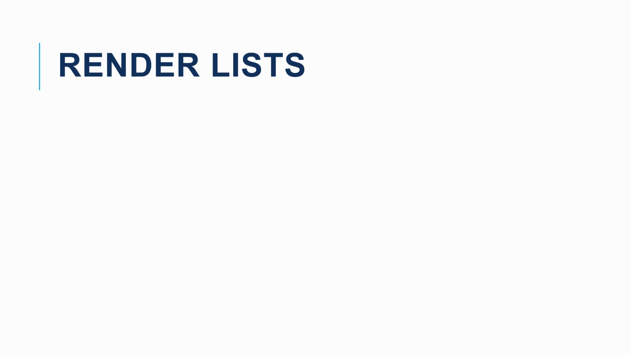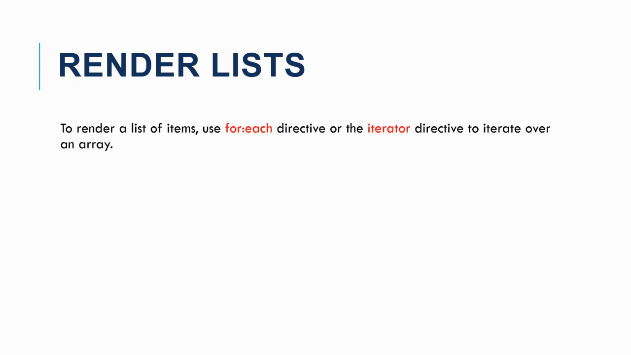This is one of the most important topics because in our day-to-day activities, we will come into a scenario where we want to render a list in our HTML file. So let's see by what ways we can render a list. Basically there are two directives with the help of which we can render a list in our HTML or in our LWC framework, and they are for:each and the iterator directive.